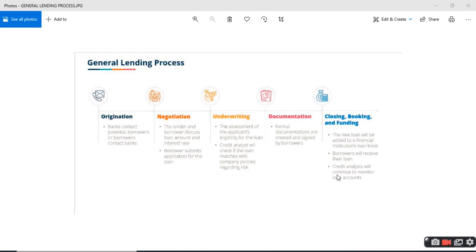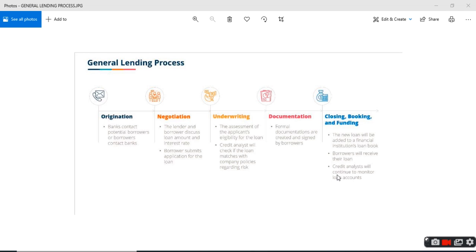Now, after the negotiation, the next phase will be the underwriting process. At the level of the underwriting process, the bank will be assessing and analyzing the creditworthiness of the borrower to ascertain whether they will be able to repay the principal and the interest of the loan if it is actually granted to them. So the credit analyst with the bank at this level does a critical analysis to ascertain whether the customer is creditworthy for them to grant that borrower the loan or not.